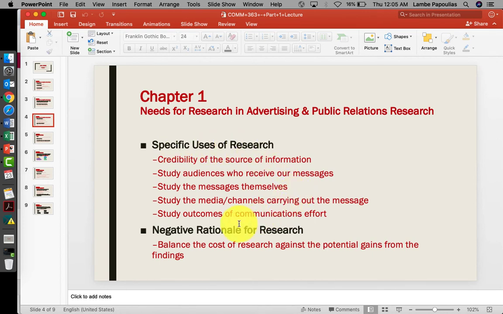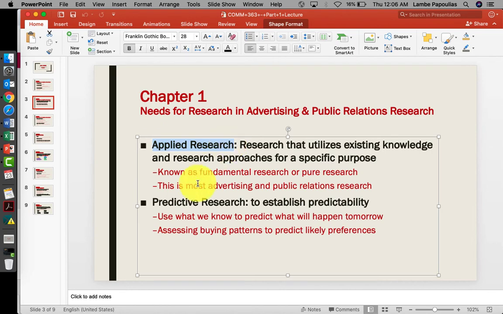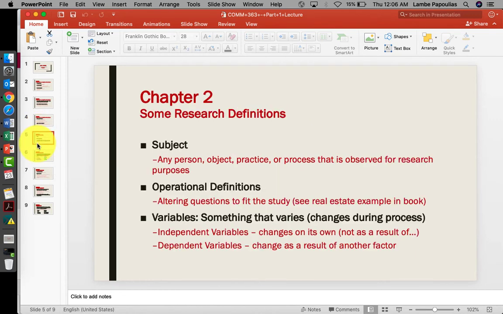You do have negative rationale for research as well, such as balance the cost of research against the potential gains from the findings. So, research is going to cost you money. And if you're willing to spend this money, is this something that you need to consider? What are the potential gains from the findings of the research? If you feel that, I might not be able to find out too much information from this research, it might not be worth it to conduct this type of research, which going back to the previous slide, of your applied research, whereas you might want to do more of a predictive research because it could cost less and it won't really put you in the hole a lot of money of conducting certain type of research to try to figure out which path you can go.